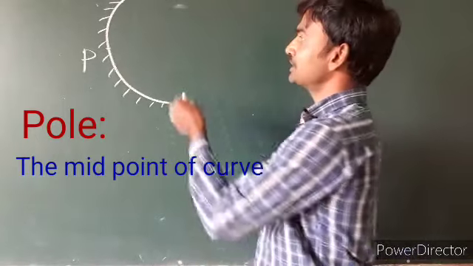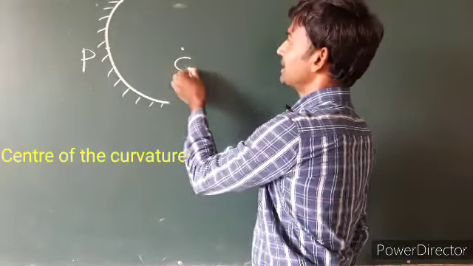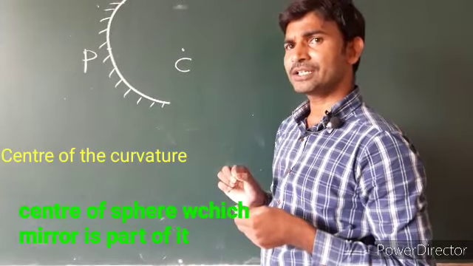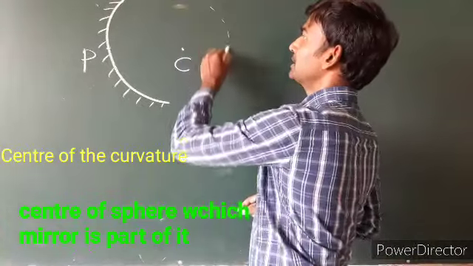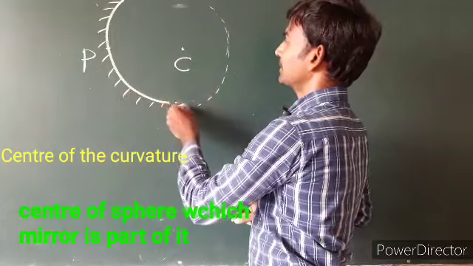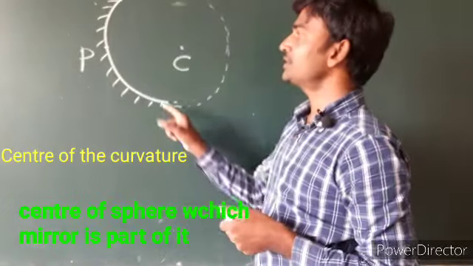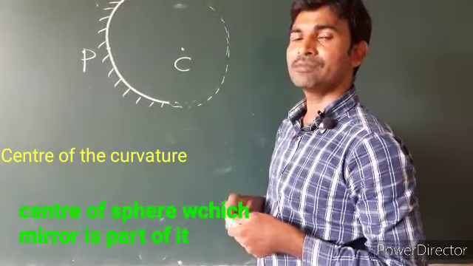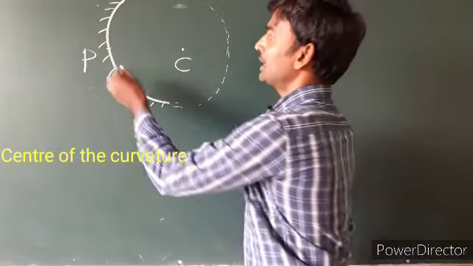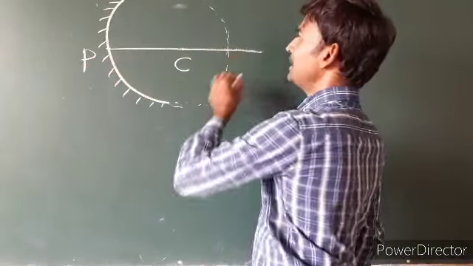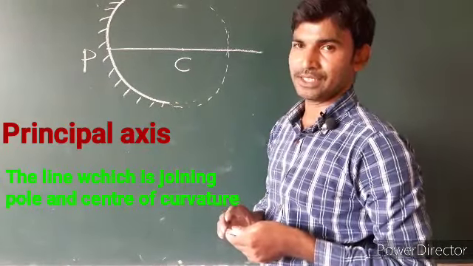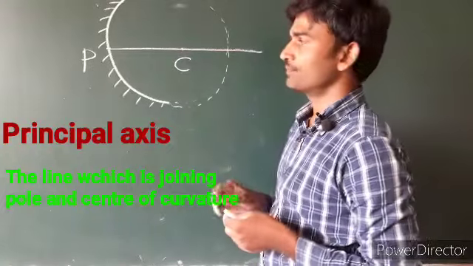Next one is the center of curvature. What is the center of curvature? The center of the sphere. If you imagine this as a sphere, this is the center of the sphere of which the mirror is a part. This is the center of curvature. Next, the line which is passing through the pole and center of curvature is called the principal axis. It is called what? Principal axis.